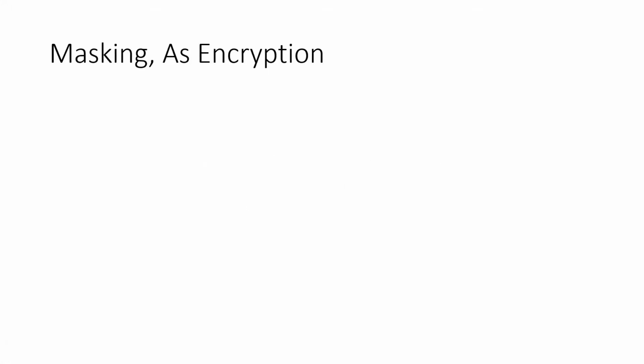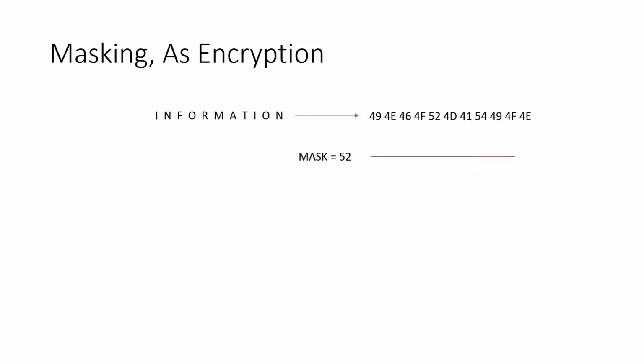Masking as encryption. Masking is when we combine a byte or a string of bytes on top of another stream of bytes with the exclusive OR operator to produce a masked stream. This process could be used as a type of encryption, albeit simplistic, or as a step and stage in a much more elaborate encryption algorithm.